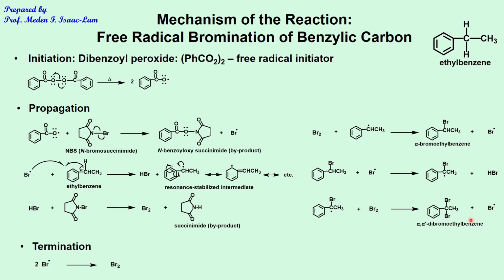We now have two products coming from ethyl benzene. The first one is alpha-bromoethyl benzene, and the second one is the dibrominated product, which is the alpha,alpha-dibromoethyl benzene. The Br dot, or the Br free radical, will now be terminated by reacting with itself, forming another Br2.